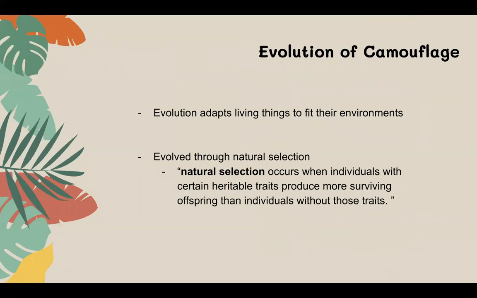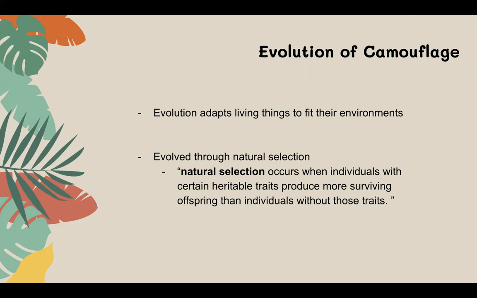Lastly, I am going to talk about the relationship between evolution and camouflage. Evolution can make living things fit in the environment. So in order for some species to better fit into the environment, they have to evolve some abilities to better protect themselves as well as to better attack their prey. Camouflage became one of these abilities that animals have.